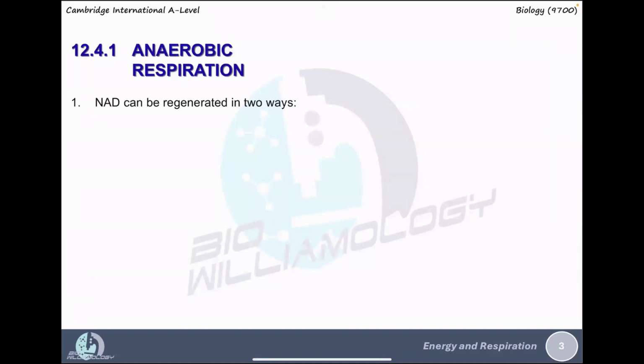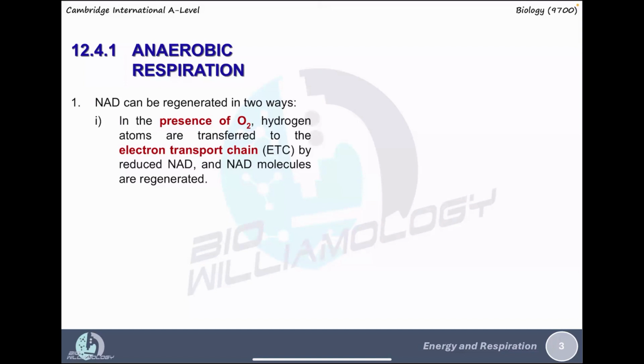So before we go into anaerobic respiration, just a quick recap of how we can regenerate NAD. NAD can be regenerated in two ways. First, through the electron transport chain and oxidative phosphorylation, but there is a condition: oxygen must be present and act as the final electron acceptor. So in the presence of O2, hydrogen atoms are transferred to the electron transport chain by reduced NAD, and therefore NAD molecules are regenerated.